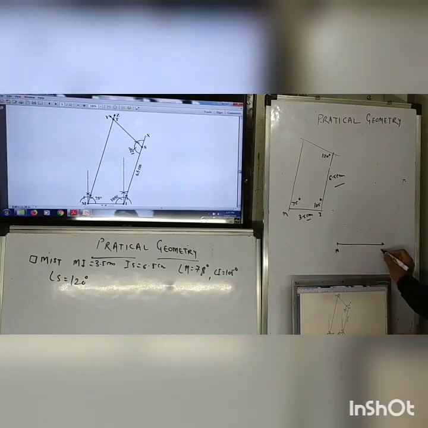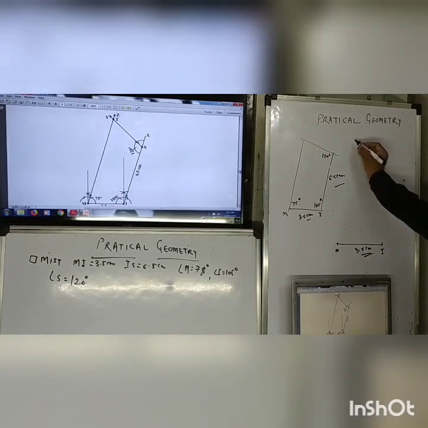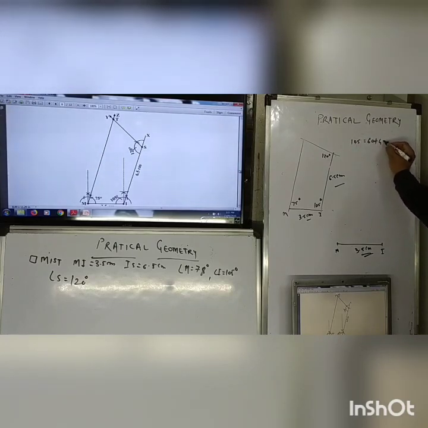This MI is 3.5 centimeter. Now we can construct angle 105 degree. How to construct 105 degree? 105 degree is the sum of 60 degree plus 45 degree. So do the construction of 60 degree and do another construction of 45 degree, joined together to form this angle 105 degree.